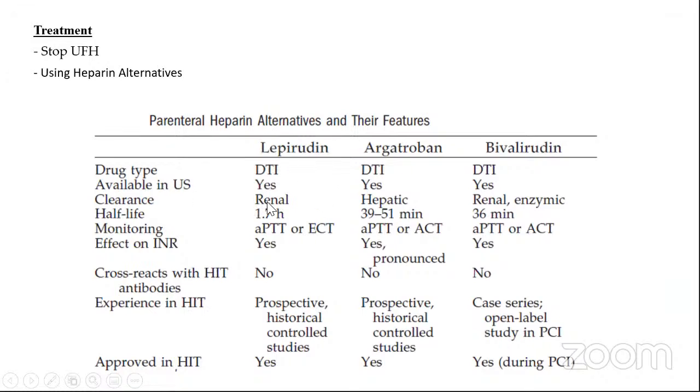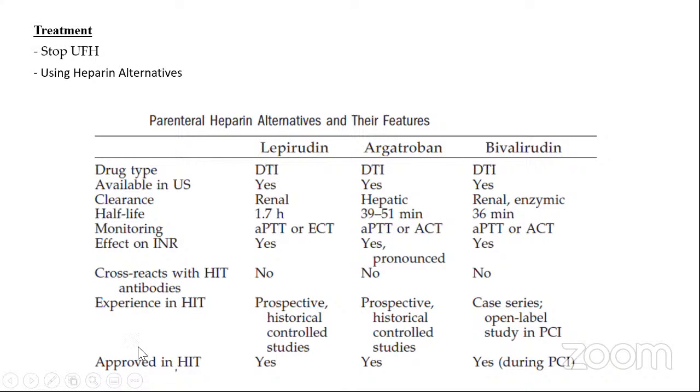Lepirudin is cleared renally. Argatroban is hepatic. Bivalirudin is renal and enzymatic as well. For monitoring, you can monitor them with ECT, and this is what's important for us, because we are using ECT in the OR. So you can monitor argatroban and bivalirudin, okay? Do they affect the INR? Obviously, yes. Do they cross-react with the heparin-induced thrombocytopenia antibodies? No.